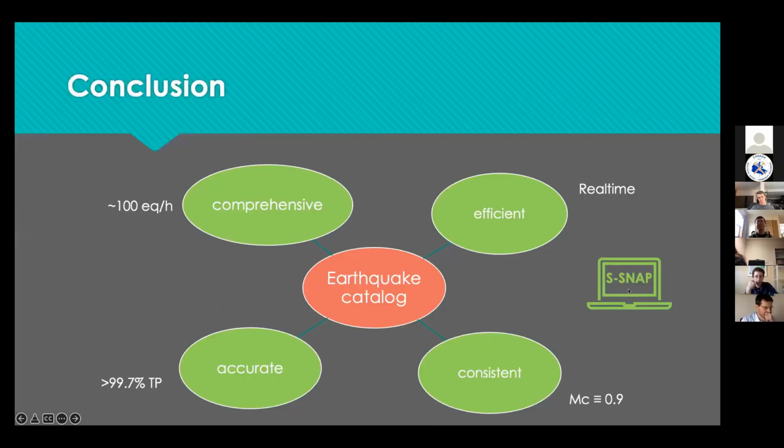So to conclude, we have developed this new method for automatic earthquake detection and location. It has become more comprehensive, but it's still not as good as human analysts. But its accuracy is really high, with over 99.7% true positives in the test data set. And it's real time and consistent in catalog quality. The magnitude of completeness is 0.9 throughout the aftershock sequence of the Ridgecrest earthquake. So the current work is to improve the SNAP method. Hopefully we can achieve as good as the analyst in comprehensiveness to include more earthquakes in the catalog. And finally, we can have a SNAP and the catalog is done.